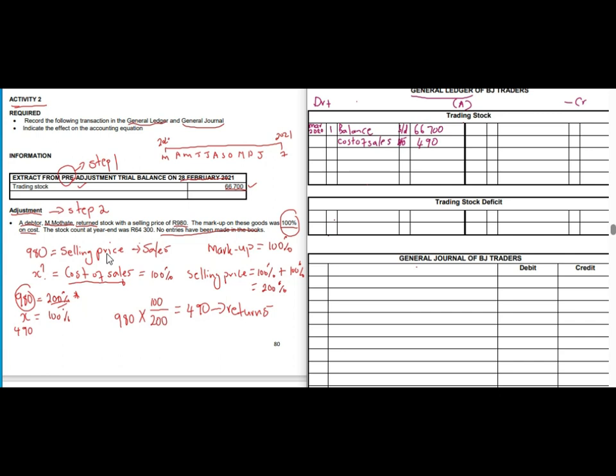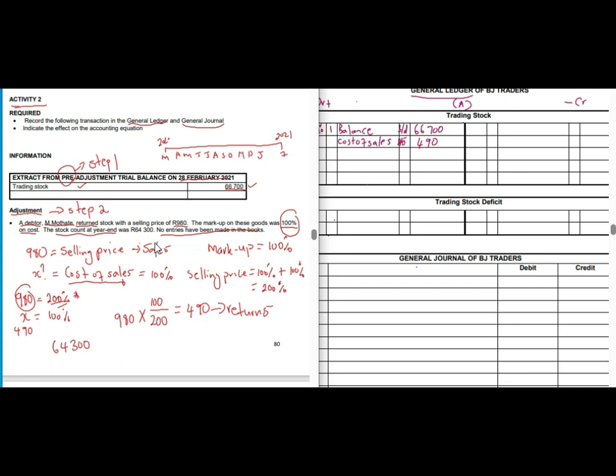Then we continue with our transaction. Our adjustment says the stock count at the end of the year. We were reading the definitions of trading stock deficit as well as trading stock surplus. So their stock count at the end of the year is 64,300.